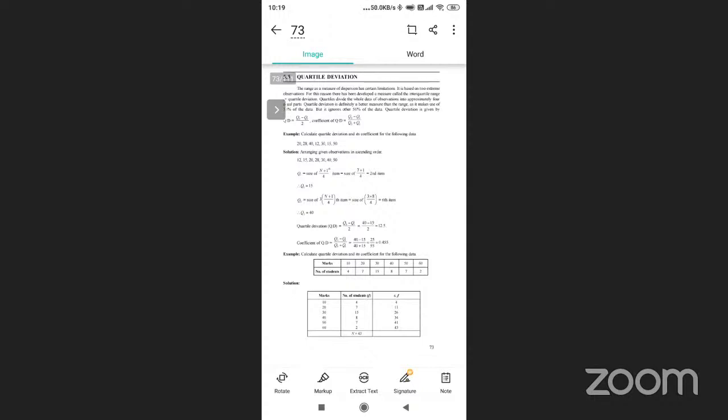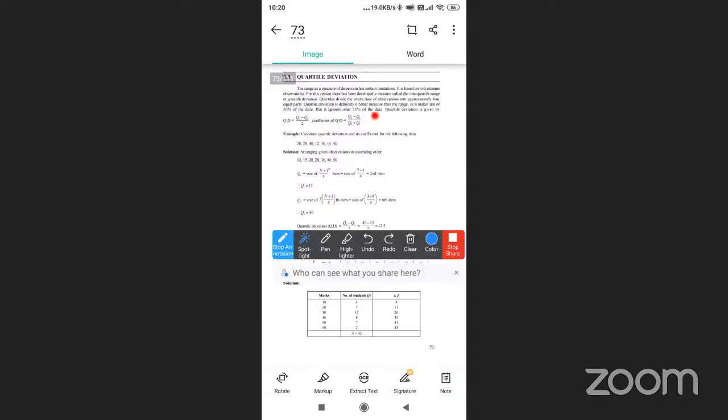Now coming to the second one, quartile deviation. Quartile deviation as a measure of dispersion has certain limitations. It is based on two extreme observations. For this reason, a measure called the interquartile range or quartile deviation was developed. Quartile deviation divides the whole data of observations into approximately 4 equal parts.